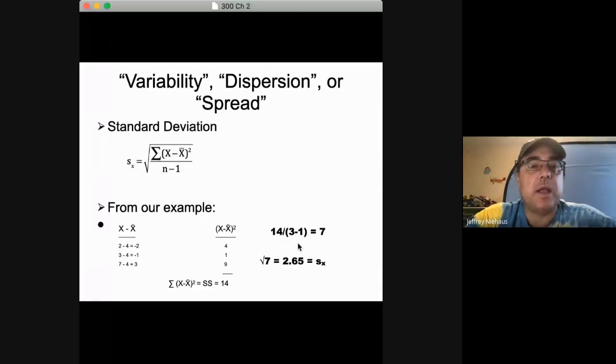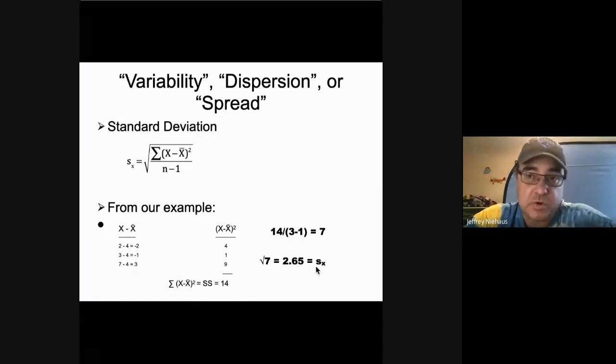So there we go. In our example, our 2, 3, 7 data set became -2, -1, and 3 for the deviation scores. The squared values are 4, 1, and 9. They summed up to 14, the sum of squares. Putting it over n minus 1 gave us 7 for the variance, and the square root of 7 gave us 2.65 for the standard deviation.